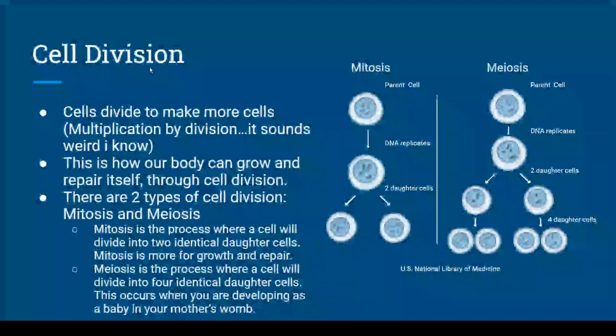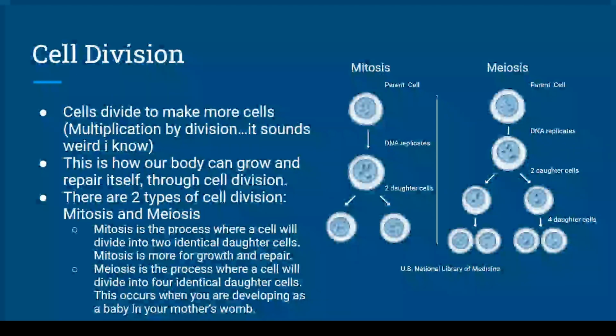So, cell division. The reason we're this big now is because of cell division. Cell division is basically the process where cells divide to make more cells. So you can just say multiplication by division. It's a little weird, but that's kind of what it is. Cell division is how our body can grow and repair itself. There are two types of cell division, mitosis and meiosis.